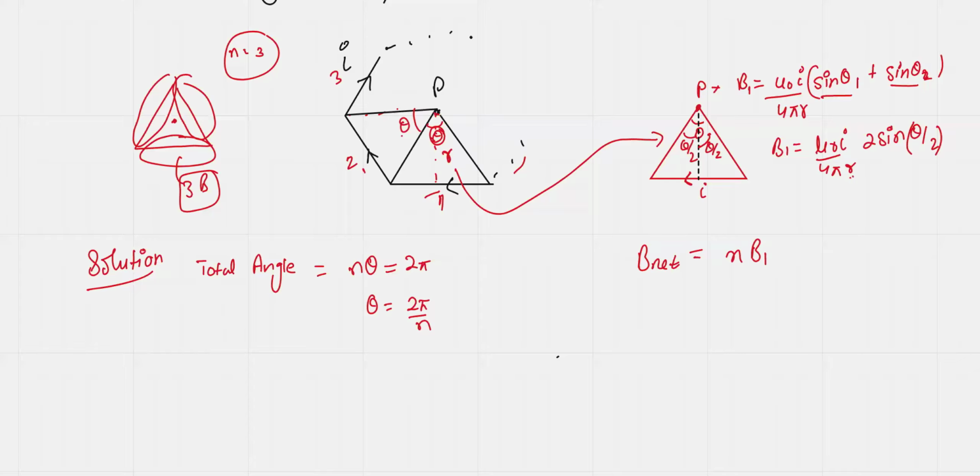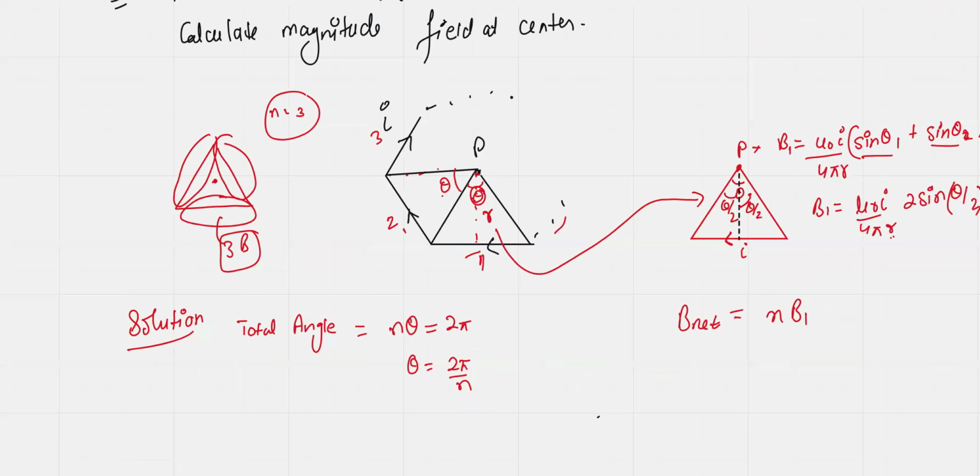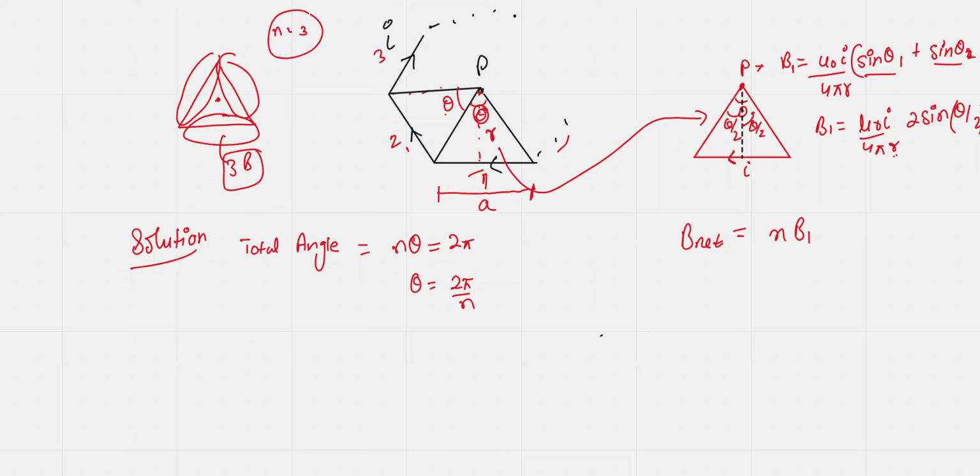Let's do this. You know that I have given you one more thing: the sum of all sides is nothing but L. Can I say that? Assume this length is given as a itself. So can I say that n times a is equal to L, and a will come out as L by n? Yes, I needed to calculate r.